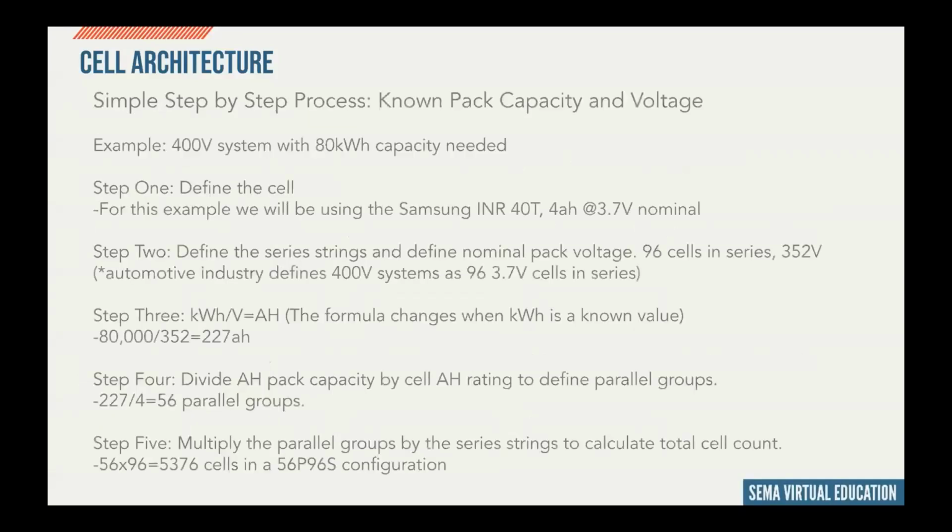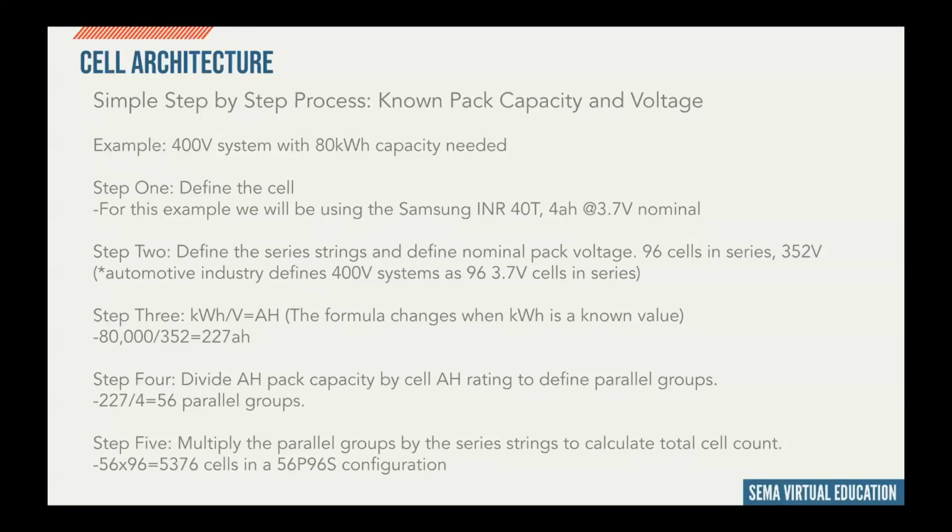So a great way, if you're not familiar with this process, to size or define the pack is to start with a couple of notes. In a typical complete electric vehicle today, it's most commonly a 400 volt system, or 350 volts nominal, and an 80 kilowatt hour capacity gives you somewhere between 200 and 300 miles of range.